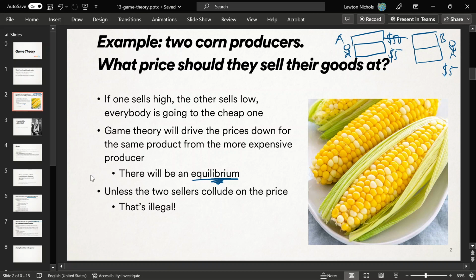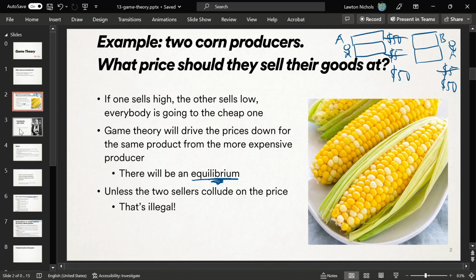try hard enough. The only way that an equilibrium does not happen is if you do something illegal, like the two sellers, they collude, and so they both decide, I'm going to sell my corn for $50 and so are you, and we're just going to both keep the prices high for everyone. That is not legal, but technically a possibility. But outside the realm of that, the prices are going to get driven down, and that's something that game theory can tell us.